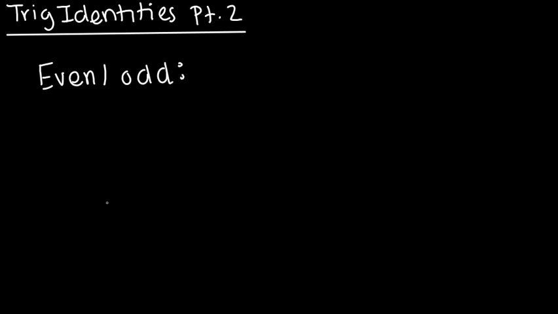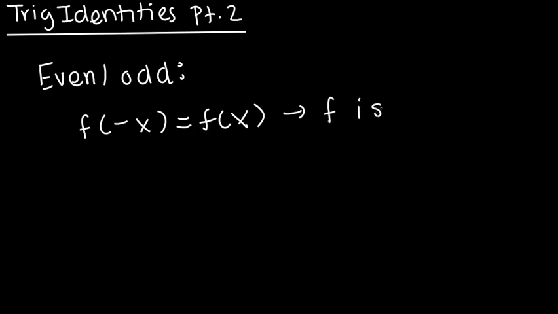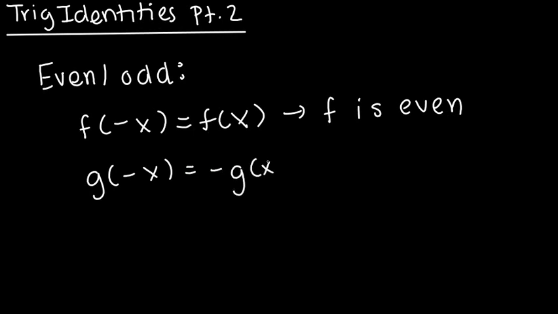So it should be known that f of negative x equals f of x. If this is a true statement, that means that function f of x is even. But if we have another function g, and if we take g of negative x and we get out that it's equal to negative g of x, then we have that g is an odd function.